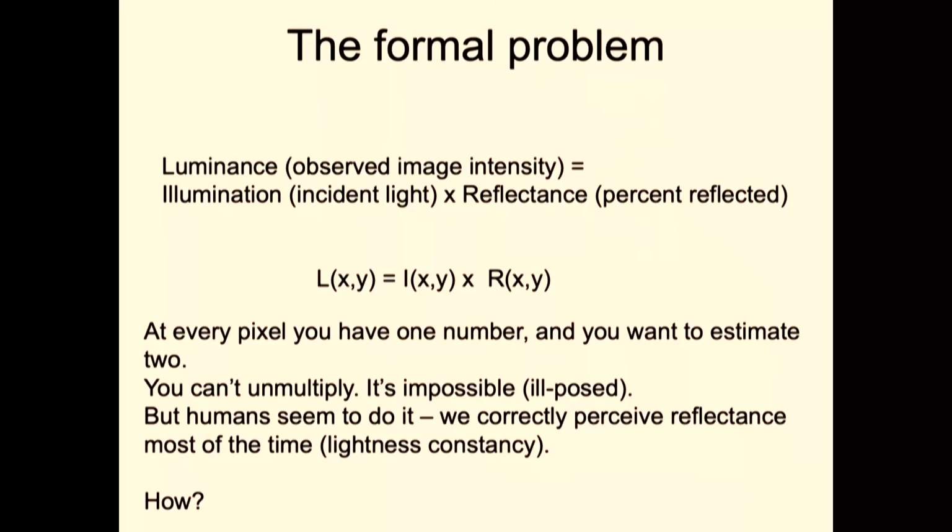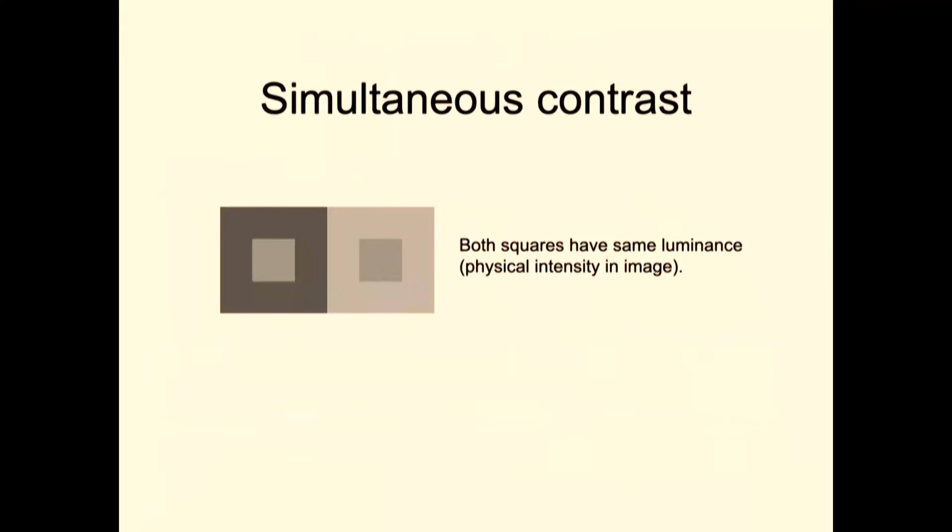And so people have been interested in this a long time, and many clues to how we solve this problem have come, as you might expect, from illusions. And so last time we left off with this classic illusion of simultaneous contrast. So the two squares are the same physical shade of gray, but they look different. Right? So the one on the left looks lighter than the one on the right.